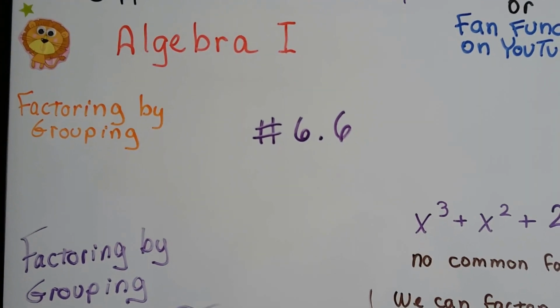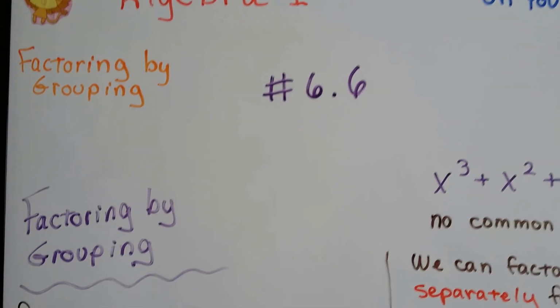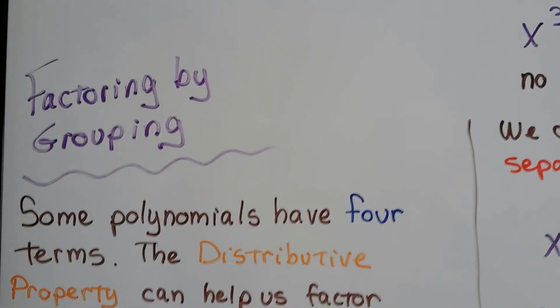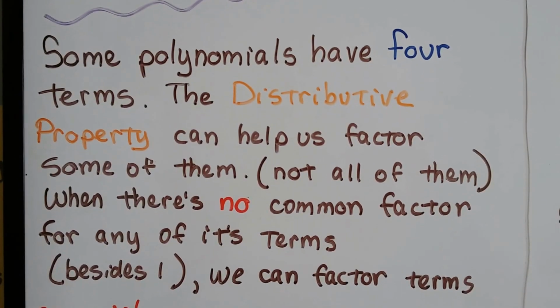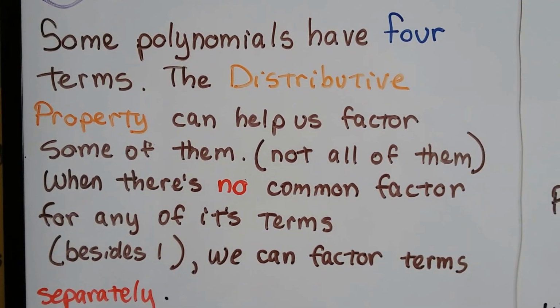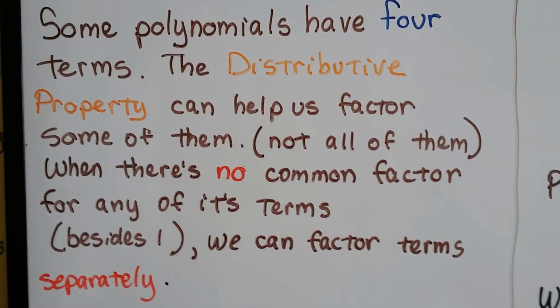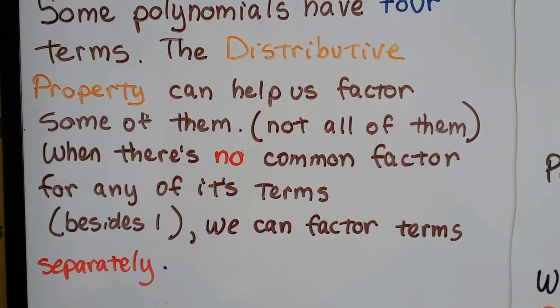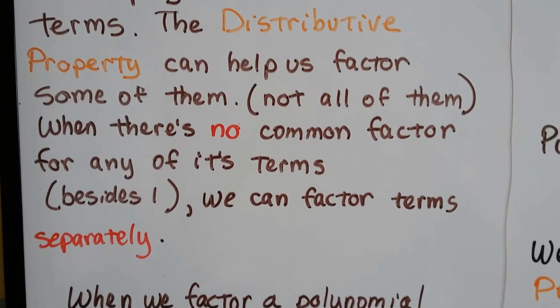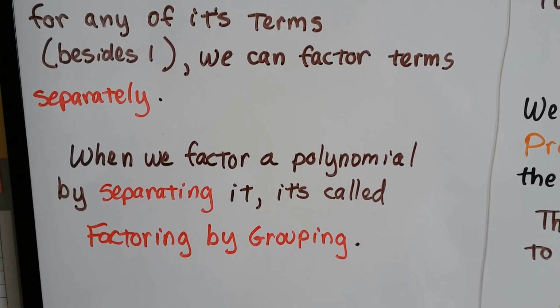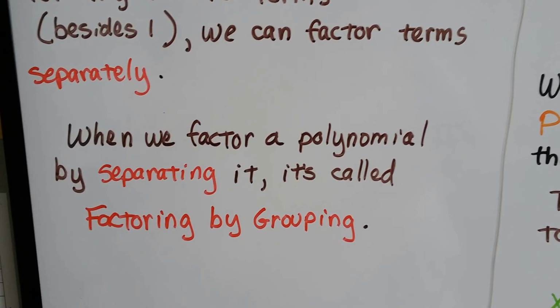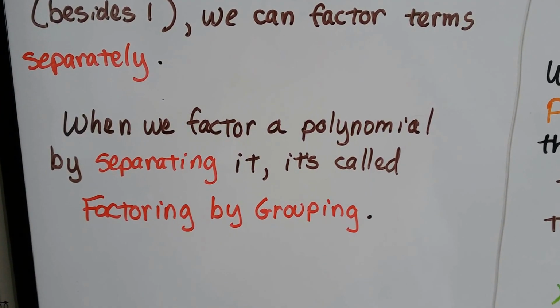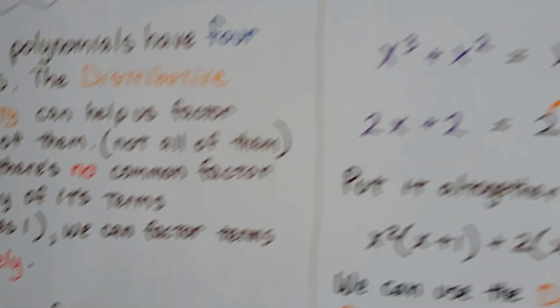Algebra 1, number 6.6. This is factoring by grouping. Some polynomials have 4 terms. The distributive property can help us factor some of them, not all of them. When there's no common factor for any of its terms besides a 1, we can factor terms separately. When we factor a polynomial by separating it, it's called factoring by grouping. So let's see how this is done.